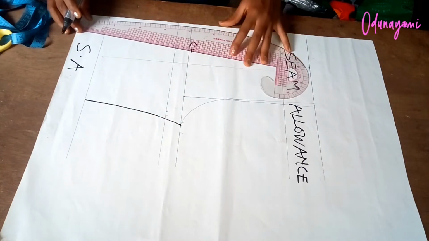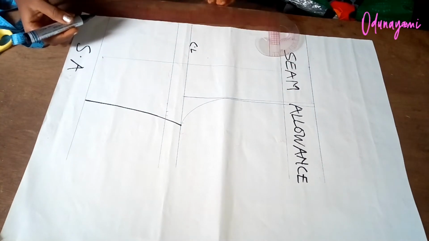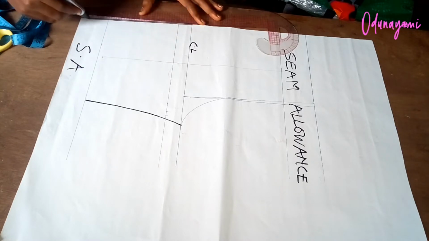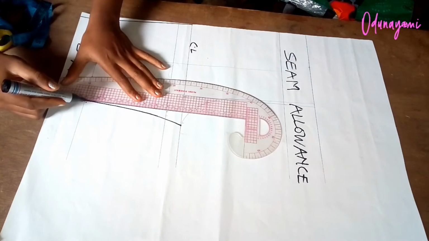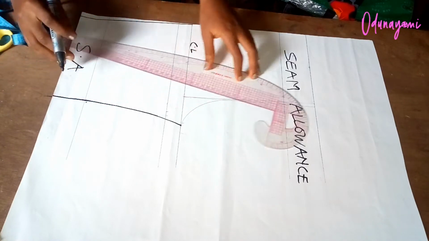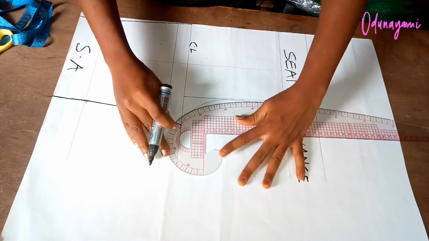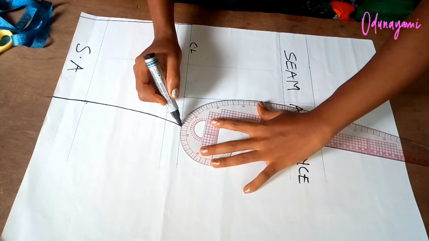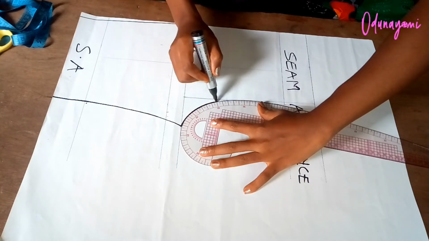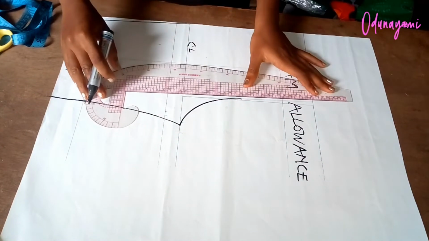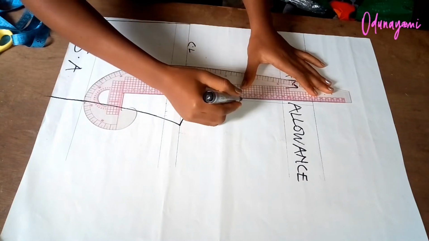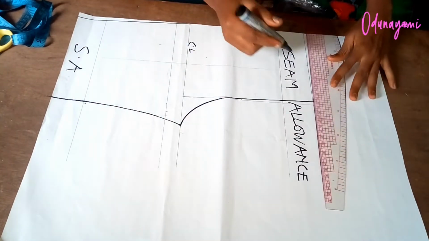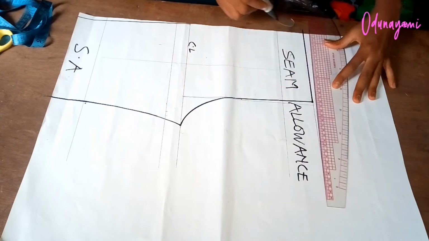So you also join the line at the other side too. So you join the line downward. So now it's time to redraw the lines I've drawn before with a marker. So that's the crotch curve. So yeah, I'm just retracing the line I'm supposed to cut out.